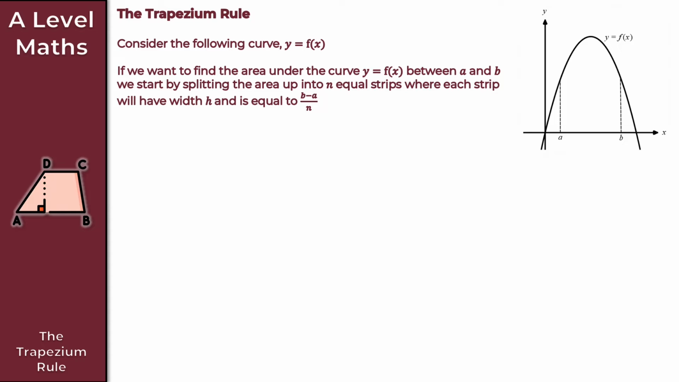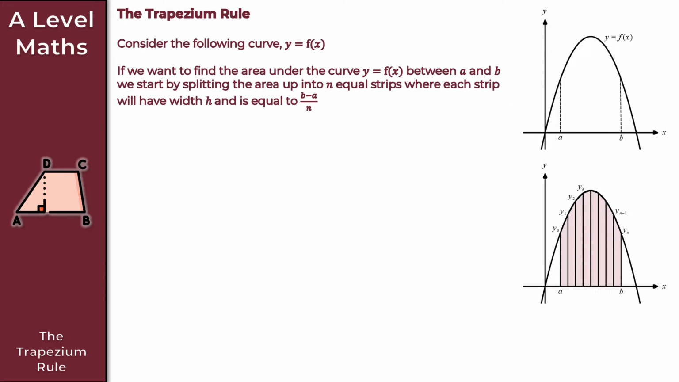Well, if we want to find the area under the curve y equals f of x between a and b by using the trapezium rule, the first thing that we need to do is start by splitting the area up into n equal strips, where each strip will have a width of h, and h is equal to b minus a over n. And if we do that, we'd get something like the following. All we've done here is split this interval, a to b, into n equal strips. So each strip will have a width of h, where h is equal to b minus a over n.